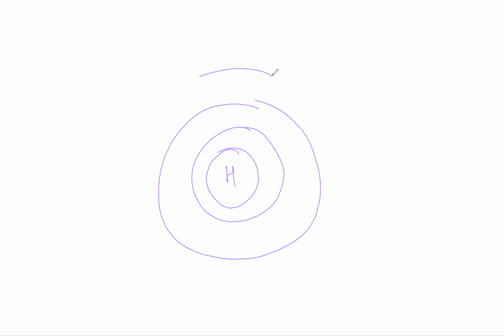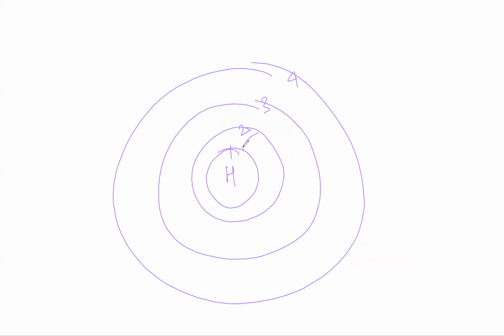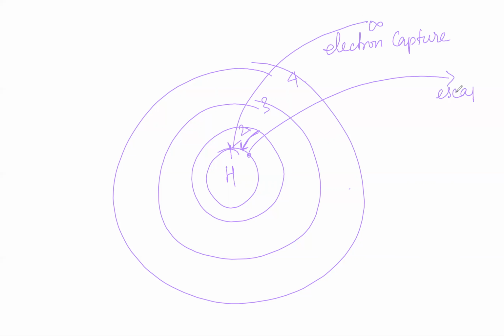So you have the hydrogen atom, and you have the first orbital, the second orbital, the third orbital, and the fourth one. So this is 1, 2, 3, 4. What is the smallest jump we can have? We can jump from 2 to 1. What is the largest jump you can have? You can have a jump from infinity all the way to 1, something that is called electron capture. So we'll talk about electron capture, then we talk about X-rays. And if it jumps from one orbital to infinity, it's called escape. Obviously, the opposite of escape is capture. So as I said, this is all about atomic structure. We are talking about all these lines.